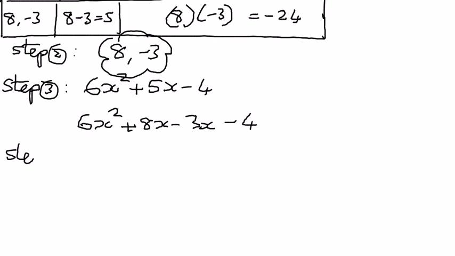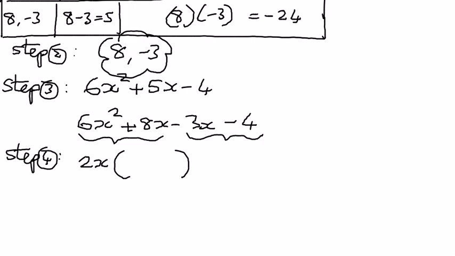And now in step number 4, we're going to factor by grouping. We're going to take the first two terms and then the second set of terms, like that. Between 6x squared and 8x, what is common? 2x is common. If I pull out 2x from 6x squared, what is left? 3x is left. If I pull out 2x from 8x, what is left? Plus 4 is left. Similarly here, between negative 3x and negative 4, what is common? Negative 1 is common. And therefore, in this set of parentheses, I can write 3x plus 4. Negative 1 times 3x is negative 3x. Negative 1 times positive 4 is negative 4.